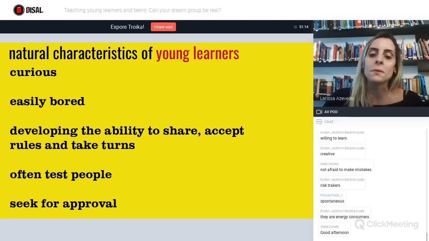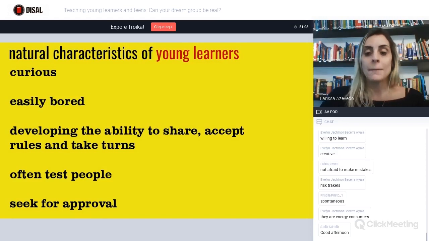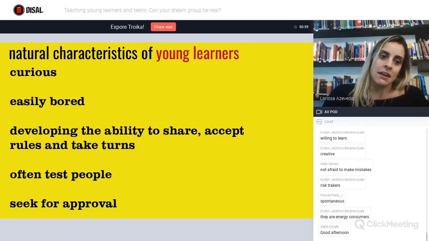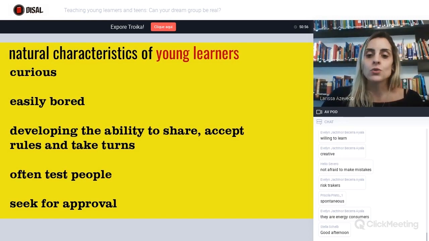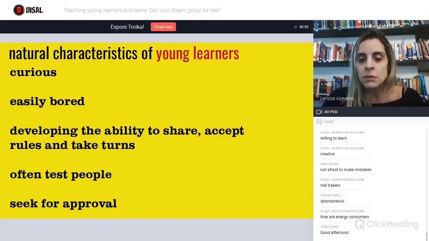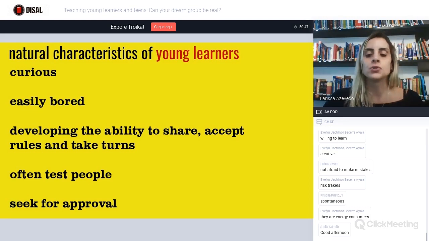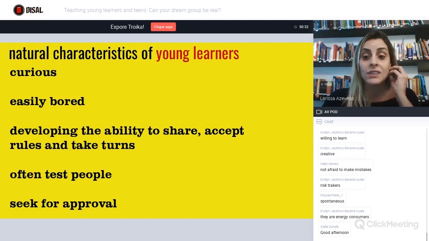Kids often test people. Is that true? Yes, it is. They do test people, especially adults. But this is not because, again, they are being disruptive or they are trying to test our patience. As they are beginning to understand what rules are, they are also beginning to understand that usually there is someone in control in most situations. And when they identify that someone is in control, they want to test this person because they want to learn the limits. It's the genuine sense of the word testing. They just want to understand how far they can go. They just want to understand what the limits are.